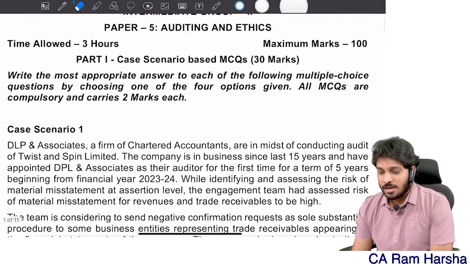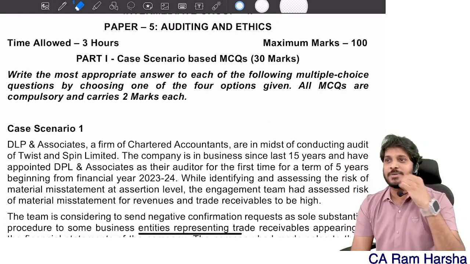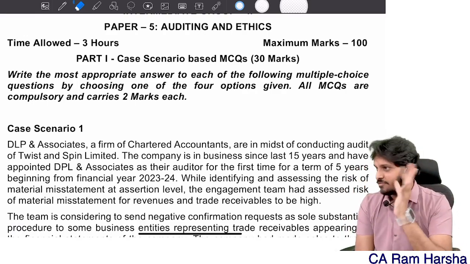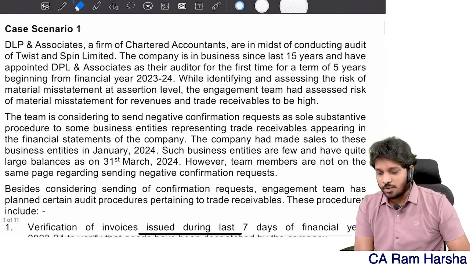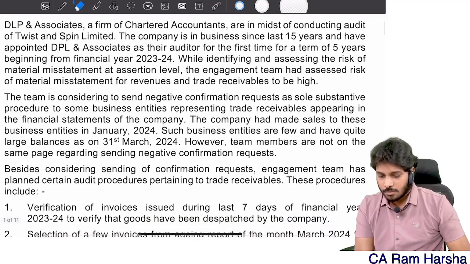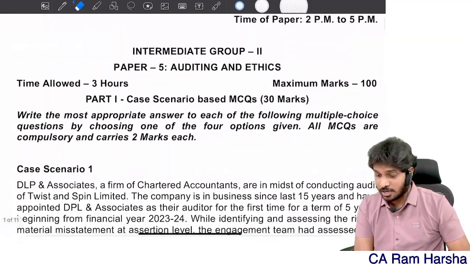MTP2, same. I already gave an introduction to the paper setting pattern. In MTP1, the same pattern will apply even for MTP2, even for your final exam. Now, let's look at case scenario 1. I was just checking, is this MTP2?